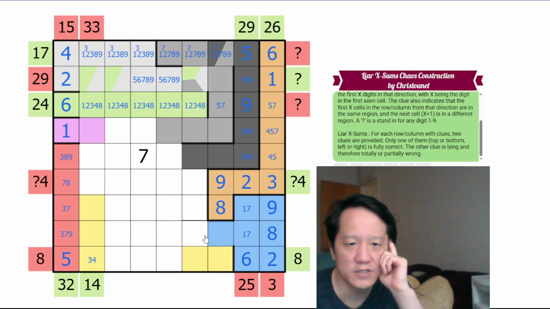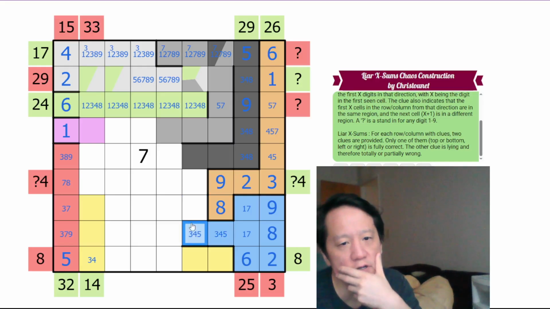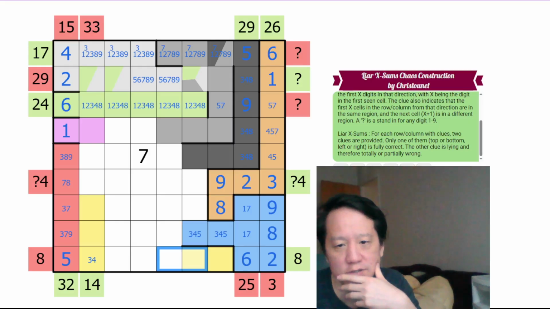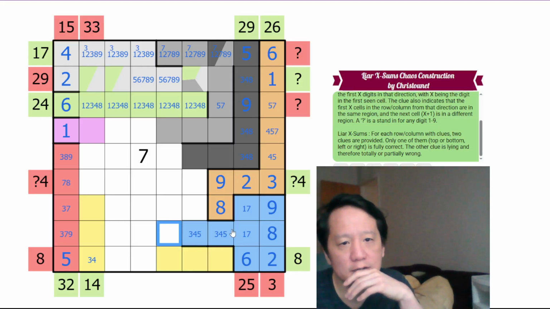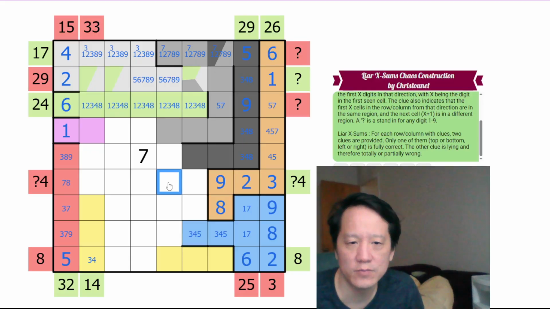Blue still has to continue out here. So blue goes to here. We have 3, 4, 5 possibility here. And blue could go here or here. Yellow has to continue out here. Yeah, can't be dark. So dark has to go out here. Dark needs access to a 7. So it has to be one of these two or here.